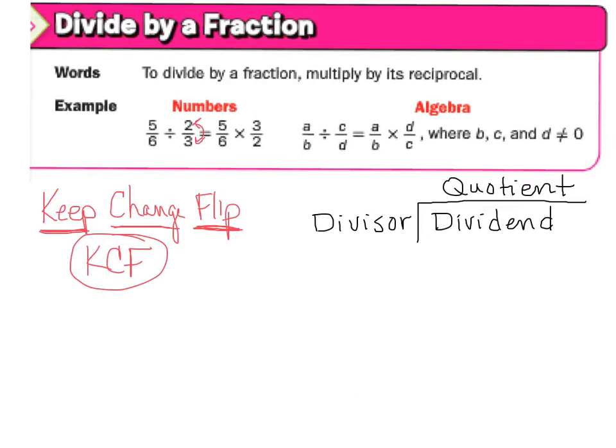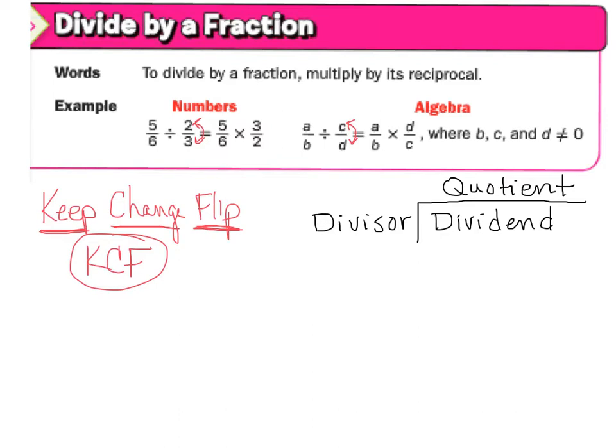Okay? We could also express this without numbers and just using algebra, which simply means that we're using letters or variables to represent mystery numbers. If we had a over b divided by c over d, that's the same thing as saying let's go ahead and keep the first fraction, a/b, the same. We change the division to multiplication, and we flip or use the reciprocal of c/d, which then turns into d over c. So remember, today it's going to be pretty simple. Same things. We're going to keep the first fraction, change to multiplication, and then we use the reciprocal or flip the second fraction.